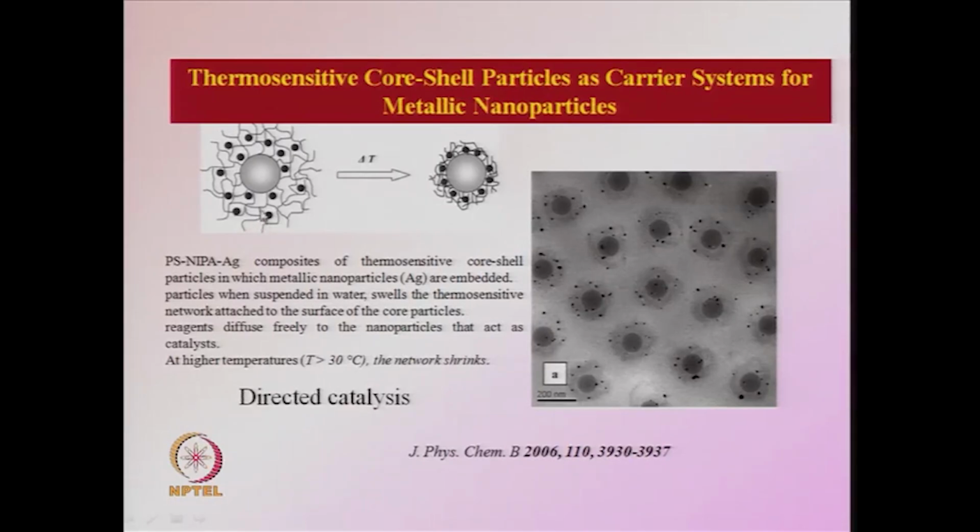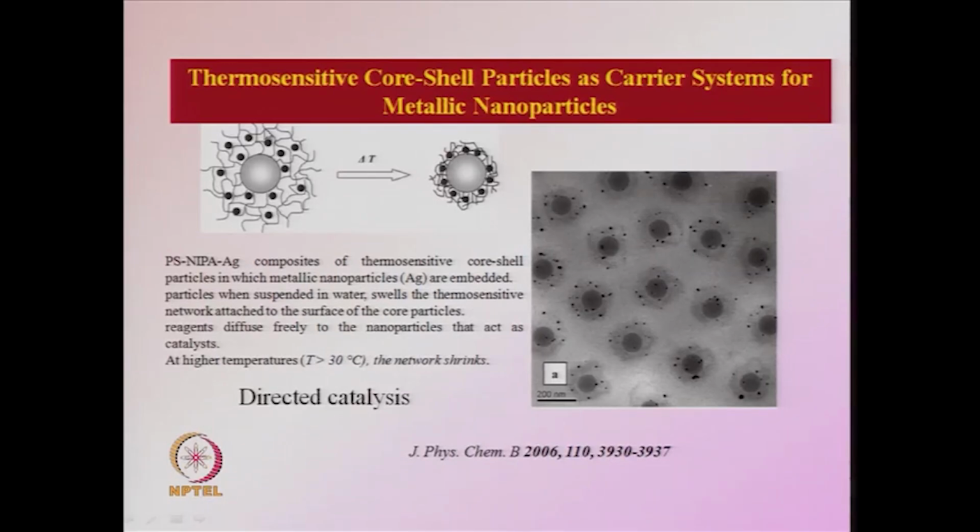So, what is this particular example? You can see this kind of change. This is a polymer, polystyrene NIPA, which is N isopropyl acrylamide, and you have got silver nanoparticles along with that. So, you have this kind of composite where you have a core shell. This core shell of a specific kind can release silver particles at a certain temperature. Suppose you change the temperature.